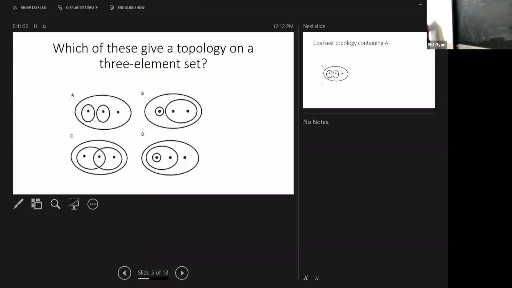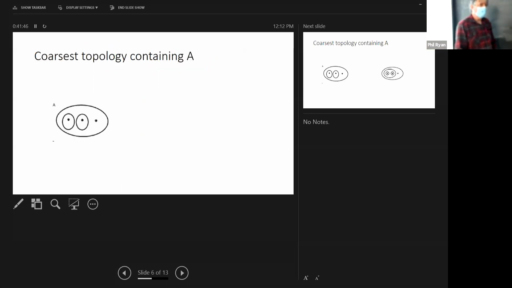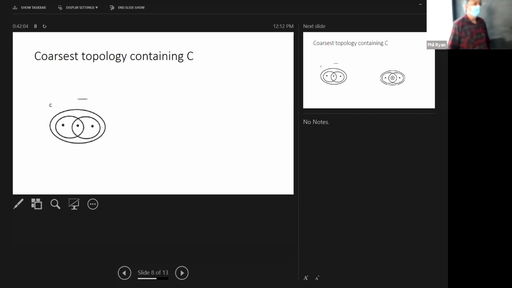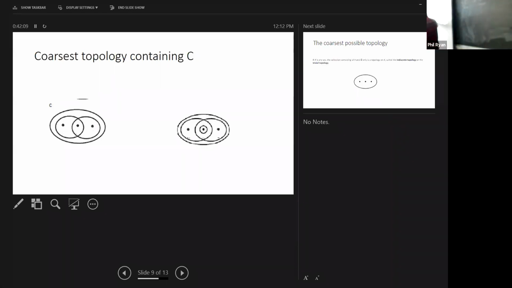What about this one? It's not. Why isn't it? The intersection is not. Right. There should be a little circle around here. And this is a topology. So what is the coarsest? So how can we turn that into a topology? What would be the coarsest topology containing that? Just to include, to make that an open set. And for C, what is the coarsest topology containing that? Well, that would be just to include that one there.